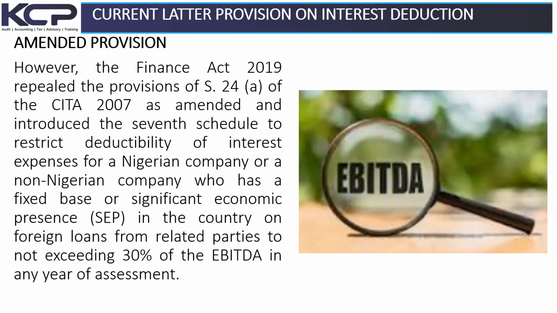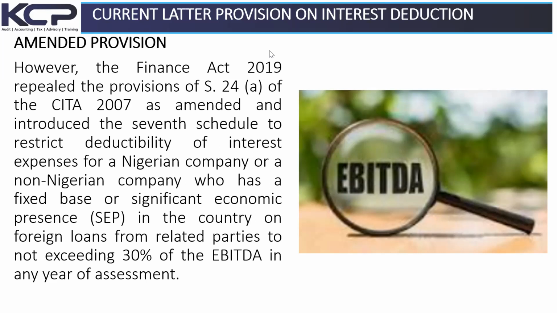So what were the things that changed, particularly leveraging on these introduced sections? The 7th Schedule was introduced to restrict deductibility of interest expenses for a Nigerian company, or a non-Nigerian company who has a fixed base or significant economic presence in the country, on foreign loans from related parties to not exceeding 30% of the EBITDA. I made mention of what we mean by EBITDA earlier on: earnings before interest, tax, depreciation, and amortization, right? So this was a benchmark proposed to be used where you have obtained a foreign loan from a related party.